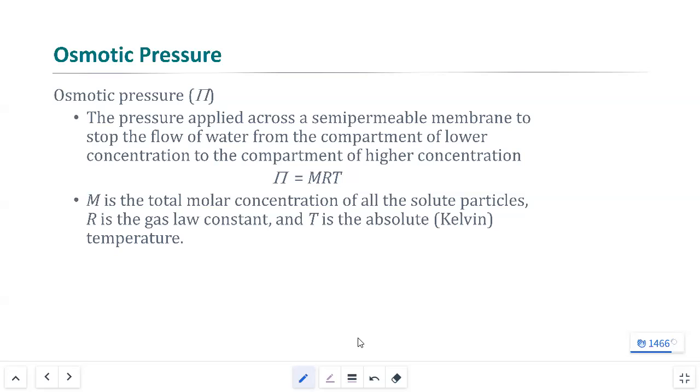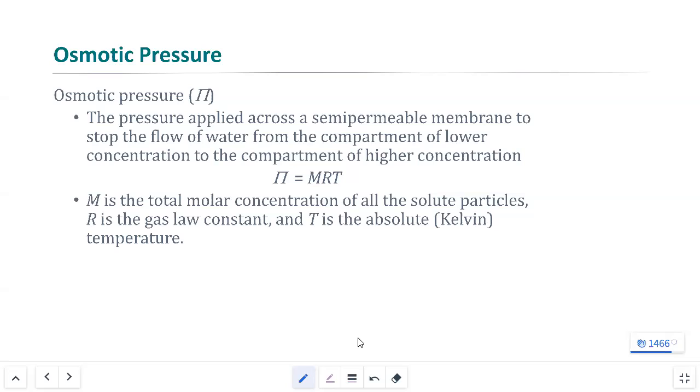So if I've got water going from left to right, and I apply a pressure on the right-hand side, how much pressure do I need to apply on the right-hand side to keep the water from flowing from left to right? How much do I need to apply to get that flow to stop? We're not trying to reverse the flow. We're just trying to get the flow to stop. That's what osmotic pressure is.